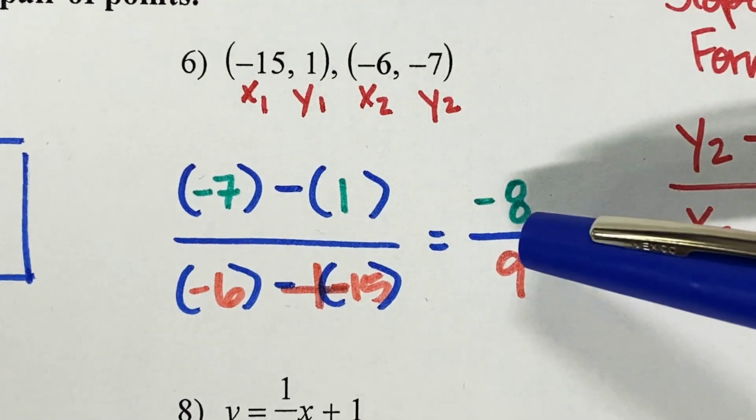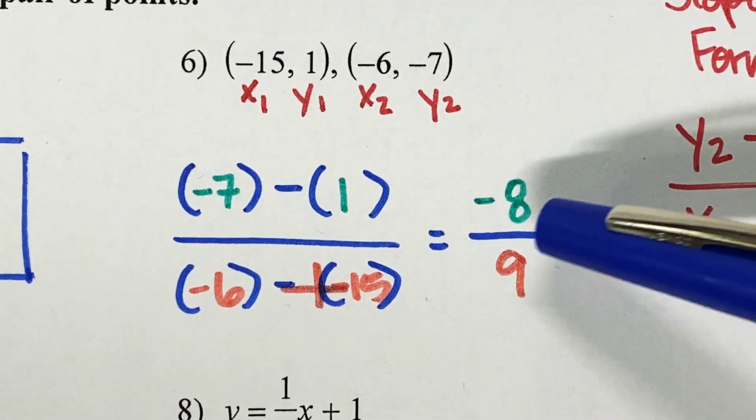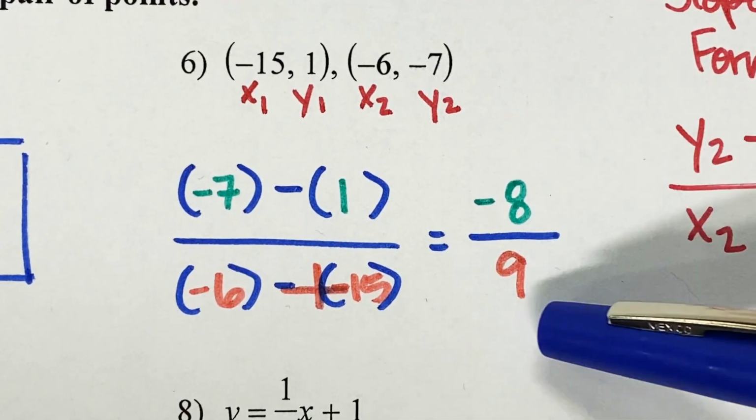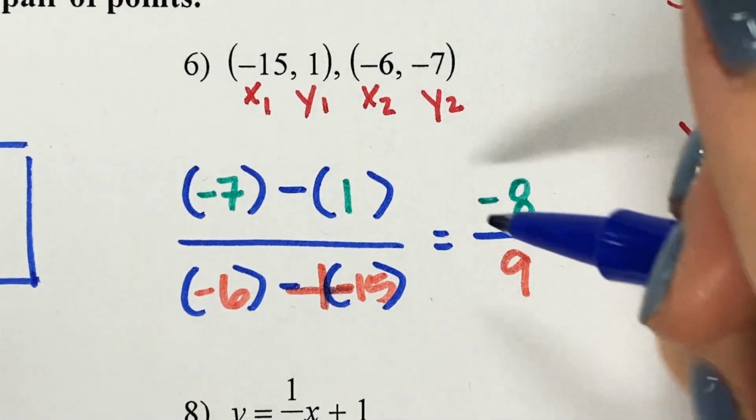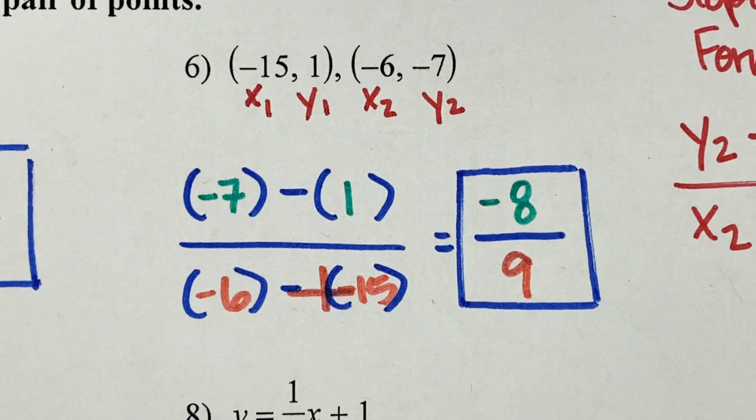So now we have negative 8 on top, positive 9 on bottom. No negatives cancel out, and there's no numbers that I can divide both of these by to reduce it. So negative 8 over 9 is our final answer.